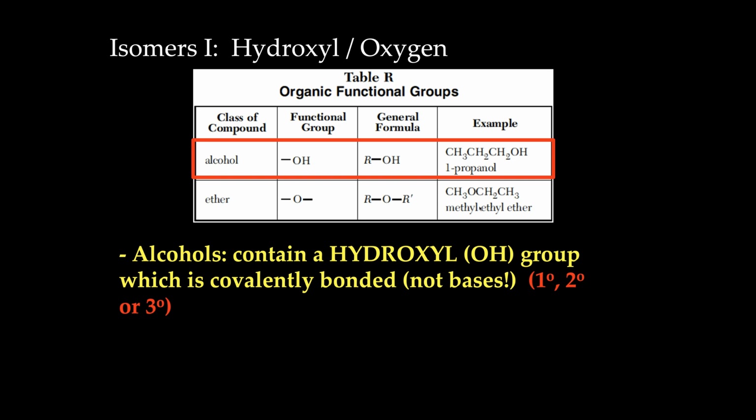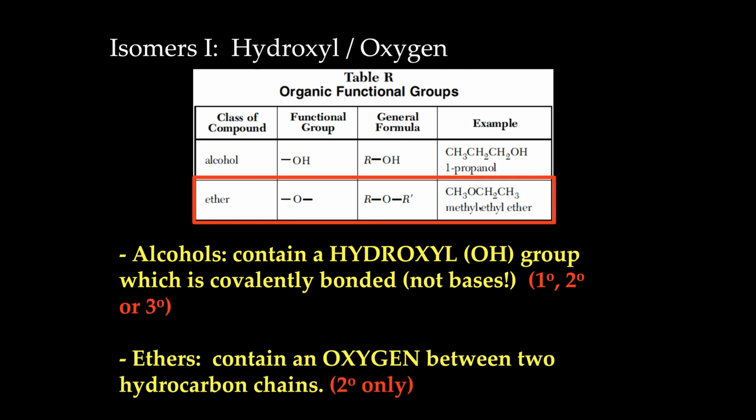In an alcohol, the OH could be bonded to a primary, secondary, or tertiary carbon. It doesn't matter. In ethers, the oxygen is in between 2 carbons. And it's not technically secondary, but I just put it there to say that it's in the middle of the molecule. The oxygen is in between 2 hydrocarbon chains. And the naming is based on what those chains are.